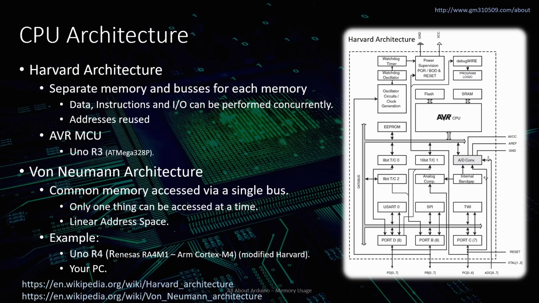The other architecture is von Neumann architecture, and it's typically characterized by a single memory space. These ones all start at 0 and reuse memory addresses, but von Neumann is typically a contiguous memory starting at 0 up until an upper limit. And it's typically accessed via a single bus, which means only one thing can be accessed at a time. And as I said, it has a linear address space.